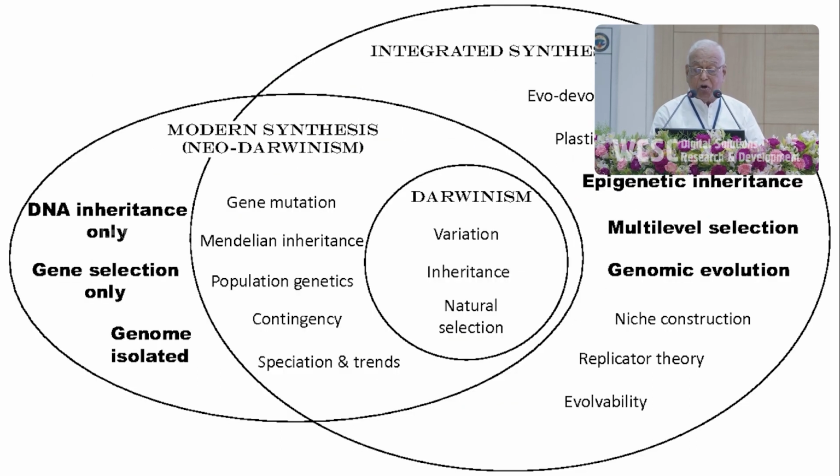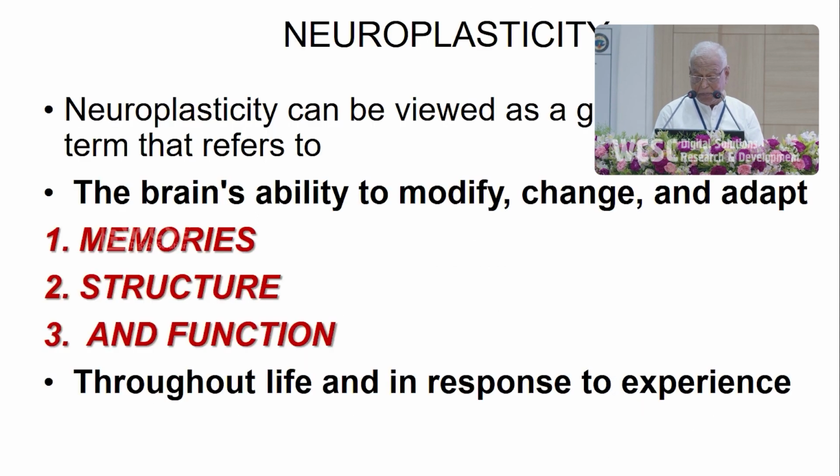This contains all the things which are involved in epigenetics. First is the genetic conditions, the second is neo-Darwinism, mainly Mendelian inheritance, and Darwinism, survival of the fittest, and the last one, different theories: evo-devo, plastic accommodation and epigenetic inheritance. So many theories are there. I was fascinated more with plasticity and accommodation, that is neuroplasticity.